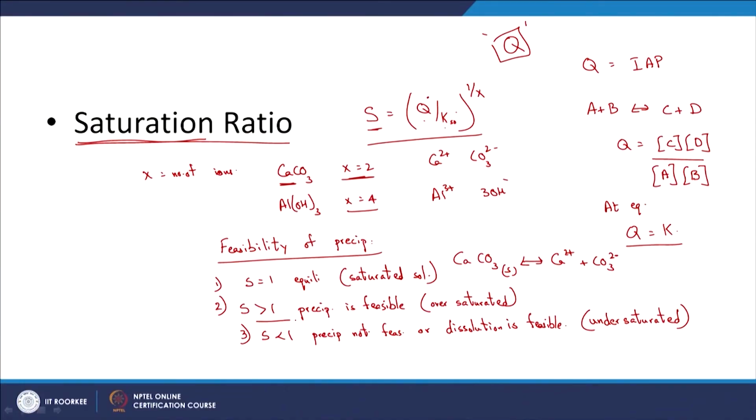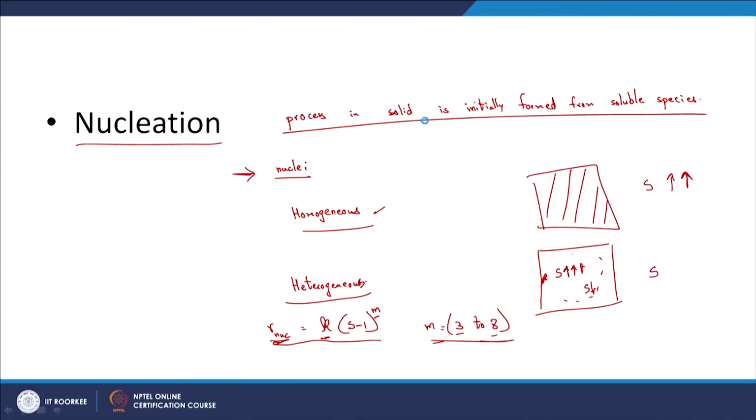So S is the saturation ratio, right. When did we say precipitation was feasible? When S is greater than 1, right. That is what we discussed. When S is greater than 1, precipitation is feasible, or when it is oversaturated, as in Q greater than KSO. But just because Q is greater than KSO and S, let's say, is 1.5 or 1.1, so here it says 1.5 minus 1 to the power 3 and such, does that lead to considerable rates of nucleation?